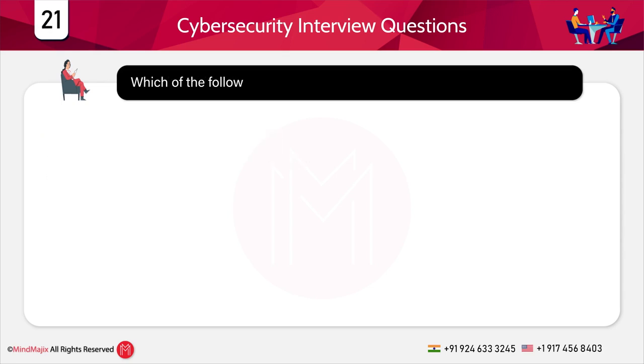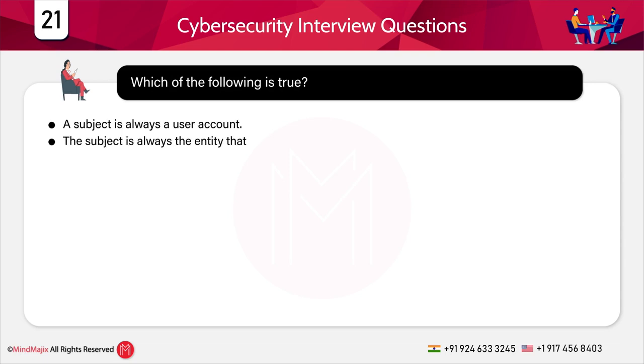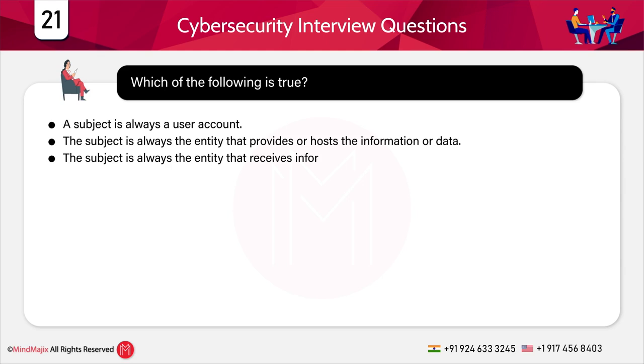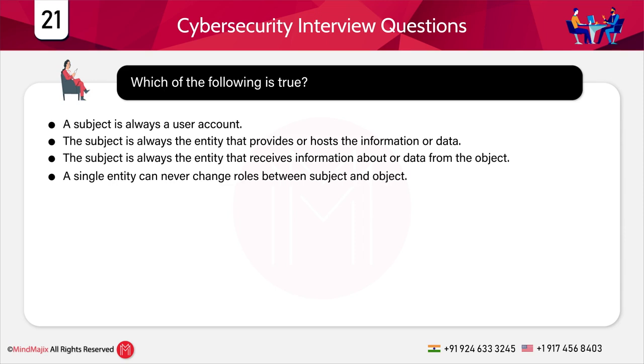Which of the following is true? A, a subject is always a user account. B, the subject is always the entity that provides or hosts the information or data. C, the subject is always the entity that receives information about or data from the object. D, a single entity can never change roles between subject and object. So the answer is C, because the subject is always the one that receives information or data from the object.